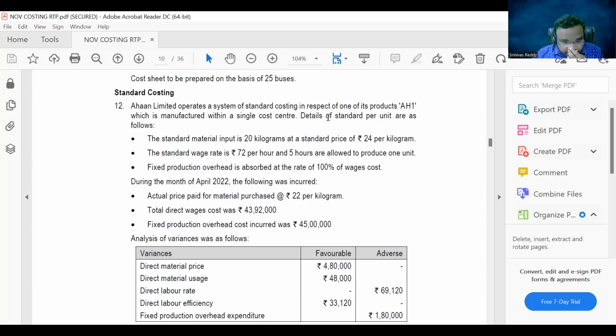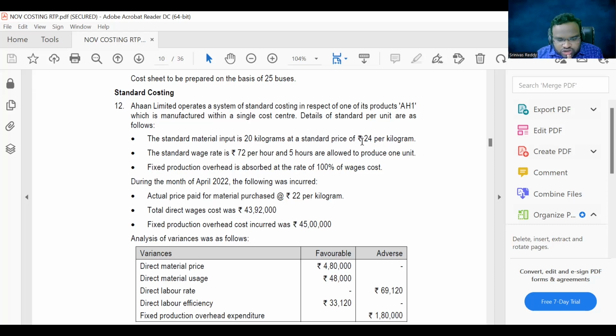The standard material input is 20 kilograms at a standard price of 24 rupees per kilogram. So standard quantity is 20 kilograms and standard price is 24. Standard wage is 72 rupees per hour and 5 hours are allowed to produce 1 unit. What is the standard hours required for 1 unit? 5 hours. Standard wage rate 72. Fixed production overheads are absorbed at 100% of wages cost.